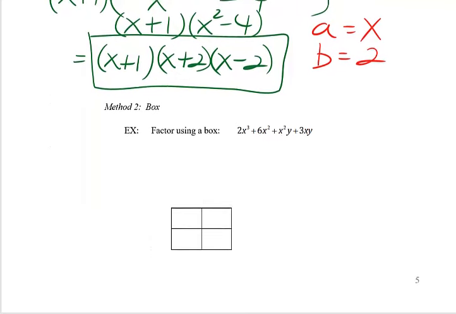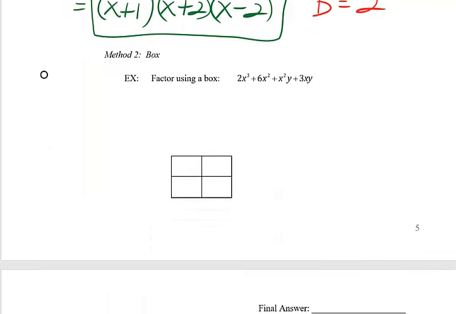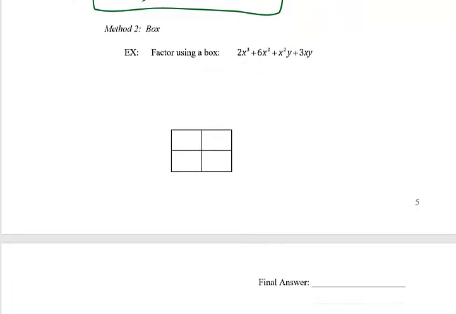Well, let's go down to our second method. Method number 2 is using a box. You'll notice it doesn't say the X box method. That's because you don't need the X. This is a little bit simpler, honestly, than the X box method. You can factor these 4-term guys just using the box.